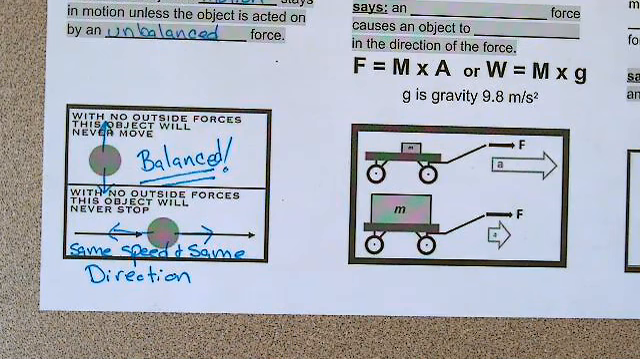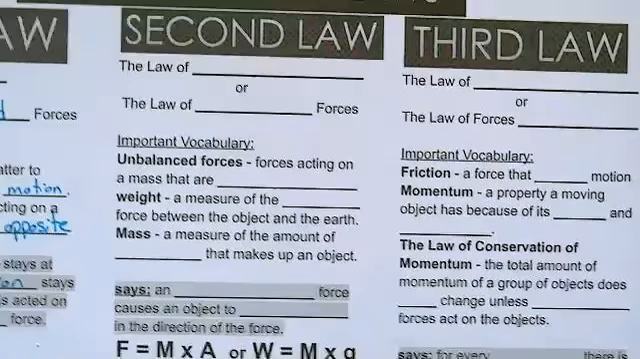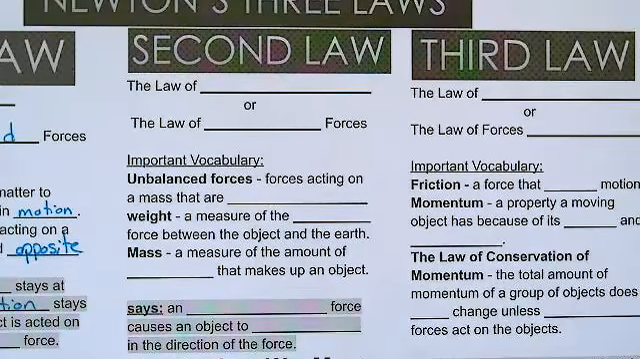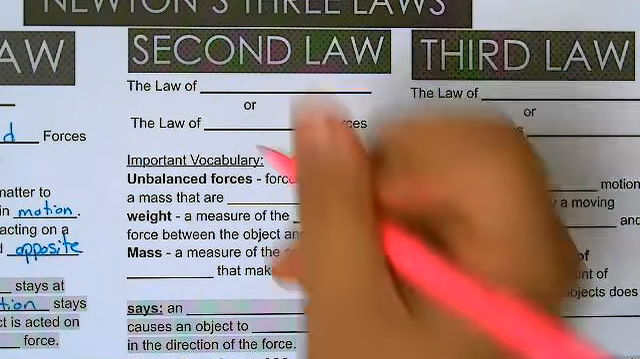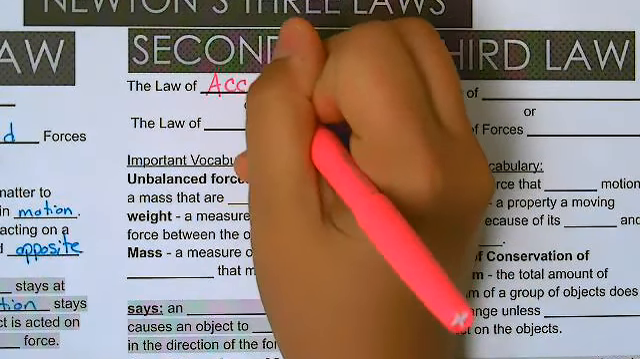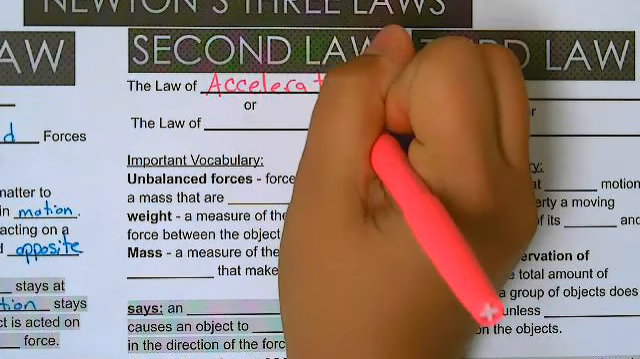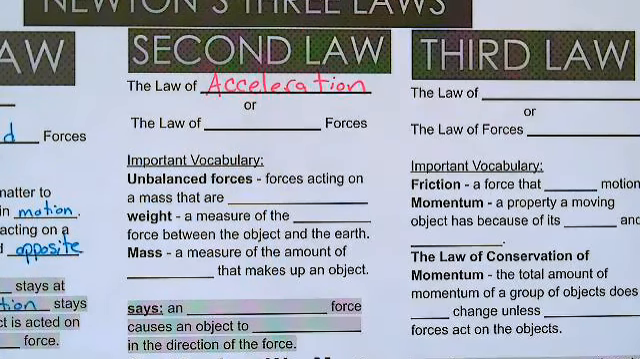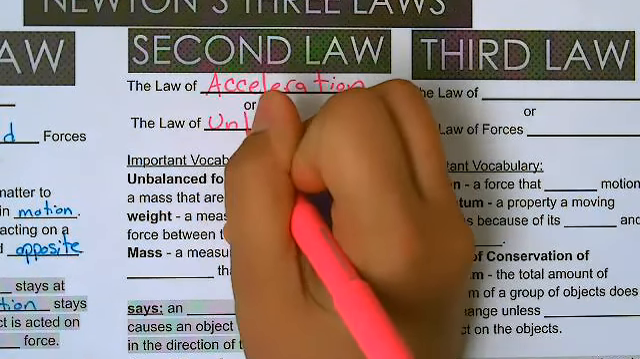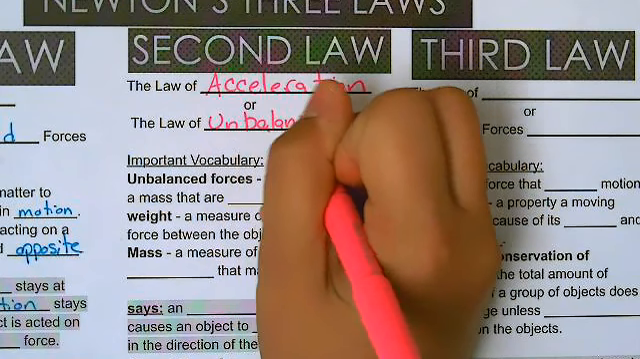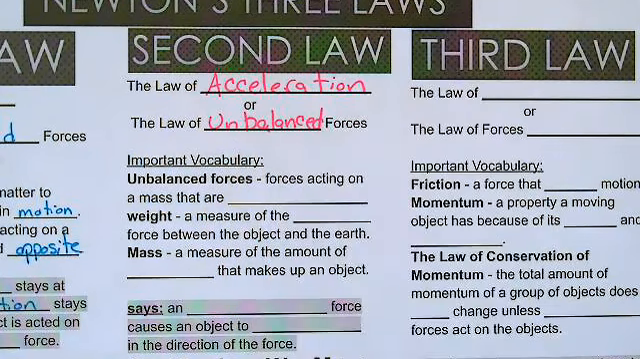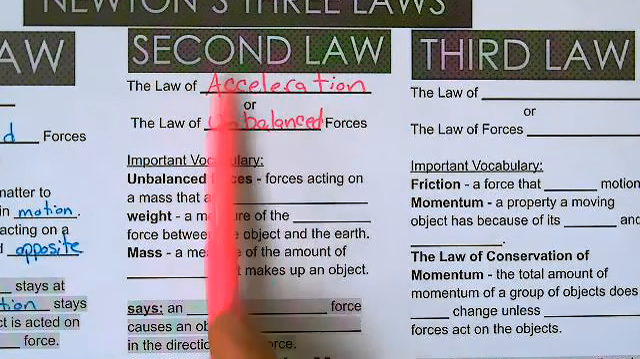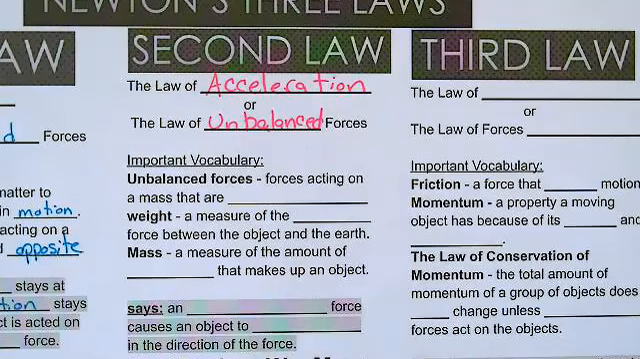Okay, so let's look at Newton's second law. Newton's second law is also called the law of acceleration. This is also called the law of unbalanced forces. So just like we looked at in the first example, when the forces are unbalanced, then we have acceleration, a change in direction or a change in speed.